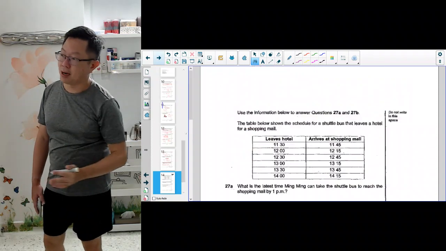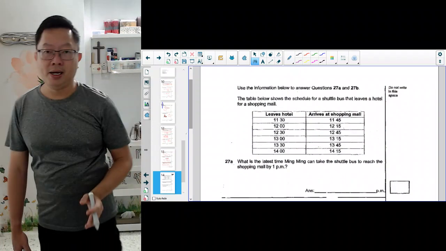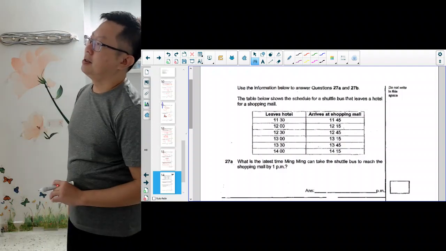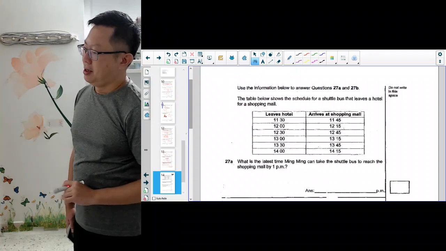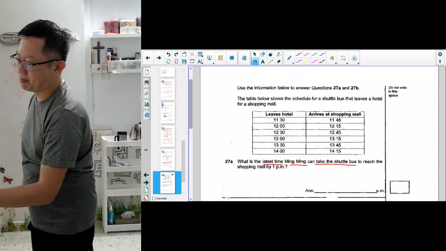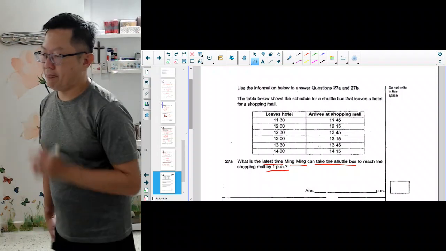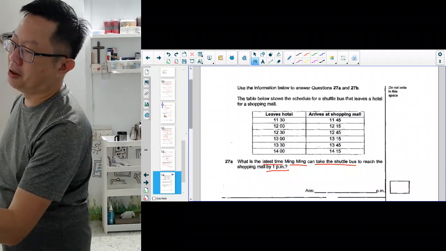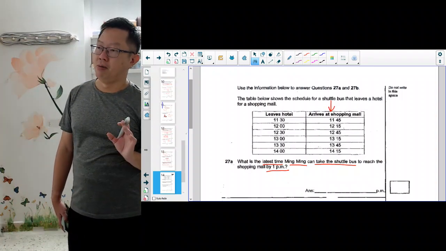Oh, timeline. Okay, so when you see a time question, I think we will have to draw a timeline. So you are tested on your P4, 12-hour clock and 24-hour clock. So the table shows a schedule for a shuttle bus that leaves a hotel for a shopping mall. What is the latest time Ming Ming can take the shuttle bus to reach the shopping mall by 1 p.m.? So she wants to reach the shopping mall by 1 p.m. So you don't want to reach at 1. Okay, look at the arrival time.